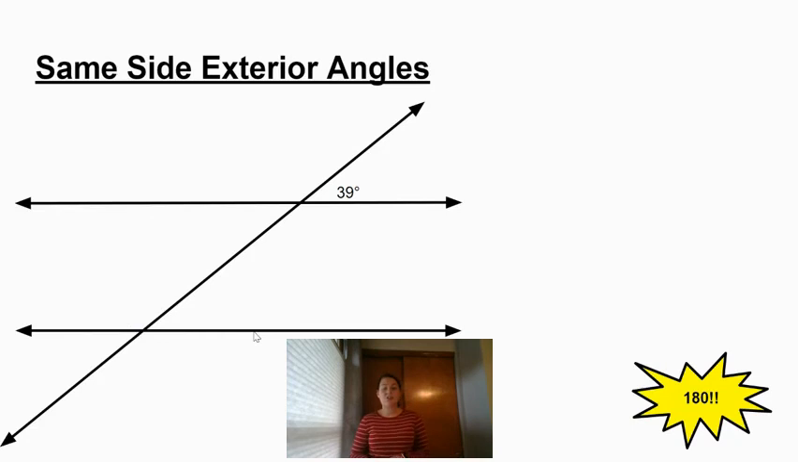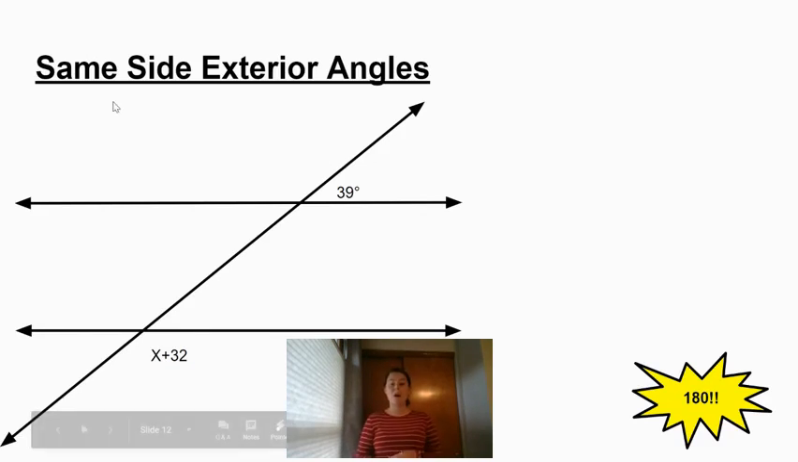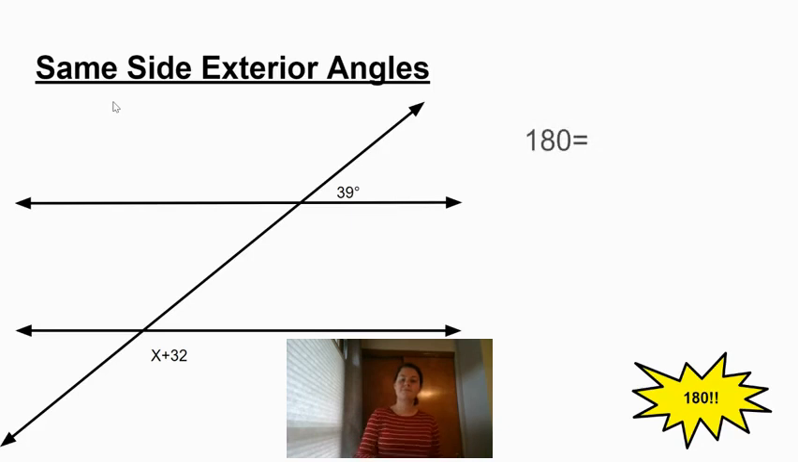Same side exterior is the same thing. They add up to 180. They are supplementary. So you won't just have an equal sign for both angle measures. Both angle measures will add up to 180 degrees. So now let's look. We have x plus 32 and 39 degrees. To solve for this problem, we know that the first thing we're going to do is set our equal sign equal to 180 degrees. Now, I need to add both of these angle measures together.